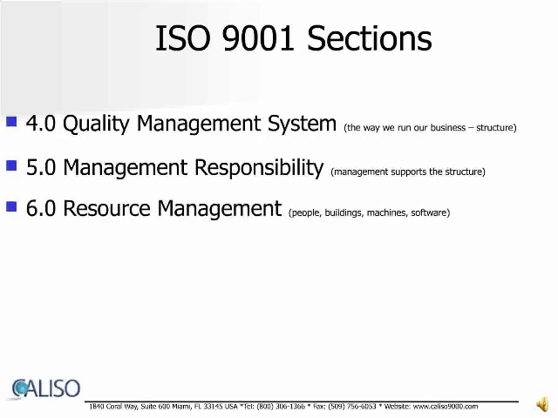Section 6 is titled Resource Management, and by resources we mean people, buildings, machines, equipment, software, or really whatever is needed to make the product or provide the service. So the organization has to manage its infrastructure and working environment that's related to making the product.